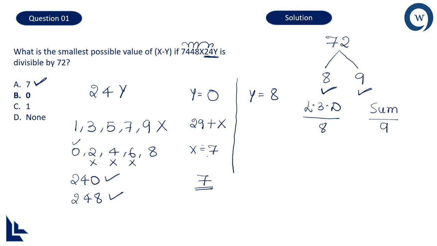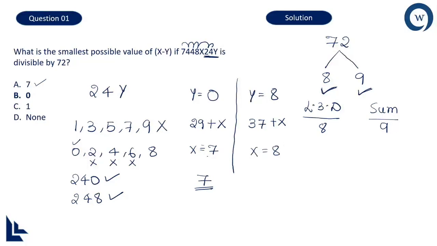29 is the value already, I know that, but after putting the value of y as 8, the sum becomes 37. Okay, and plus x will be the sum, right? The next number after 37, which is divisible by 9, is 45. And how much extra is needed to make this number into 45? X value will be that value, so that is 8. So x value is 8.